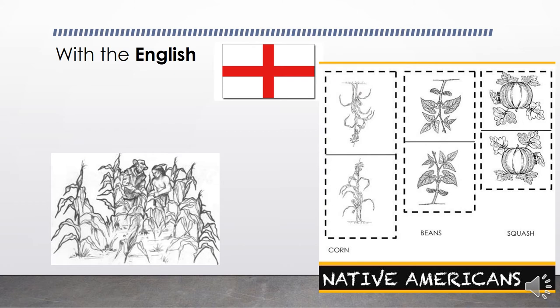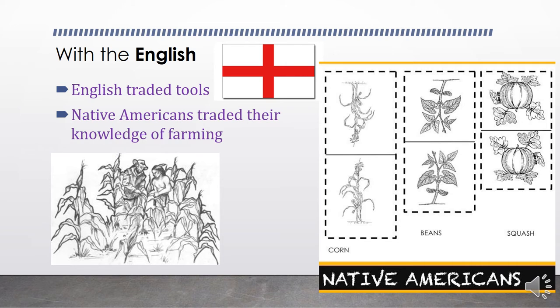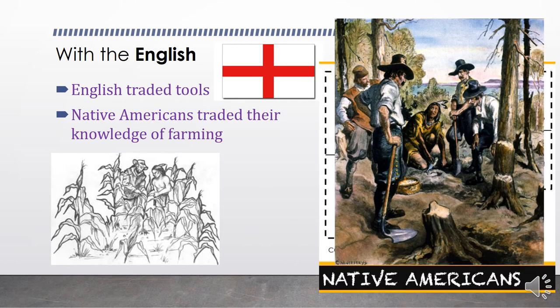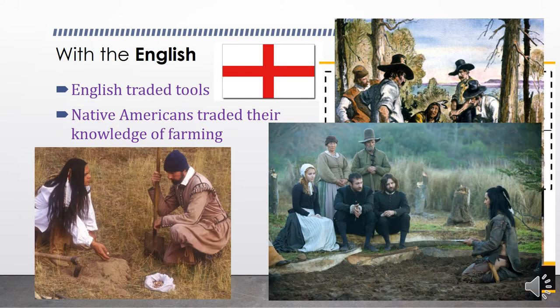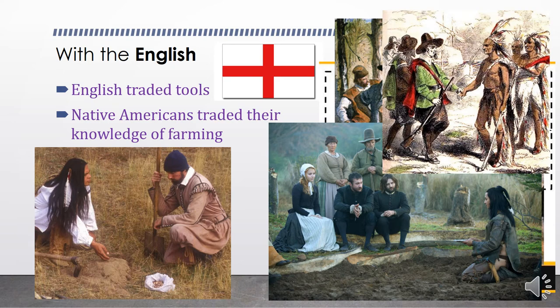for farms. Now, the English traded tools and the Native Americans traded their knowledge of farming. And you can see the Native Americans grew corn, beans, and squash. These were all new plants, new foods that the Native Americans could teach the English how to farm. Most famous is Squanto up in the Plymouth colony, teaching the pilgrims how to properly fertilize the soil in order to get a good harvest and a good crop. And you can see that in this regard, these trades were a positive interaction.